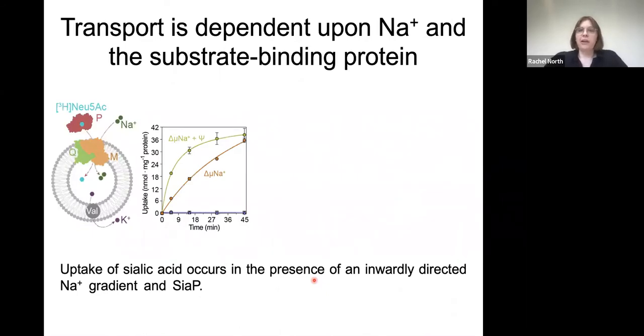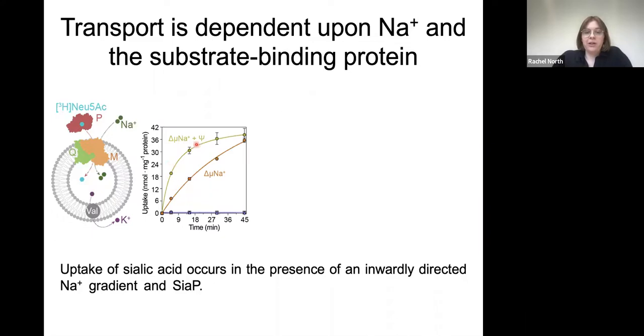And so our collaborators at the University of Calabria in Italy did some proteoliposome substrate uptake assays for us. We sent them protein, and they did this by reconstituting the protein on the left over here into liposomes in the presence of valinomycin. And this valinomycin selectively pumps out potassium from the proteoliposome, and this creates a membrane potential. And so we find that the uptake of sialic acid occurs in the presence of an inwardly directed sodium gradient.